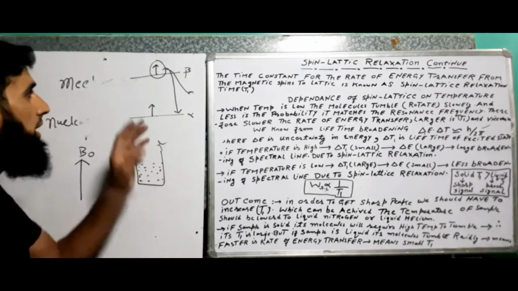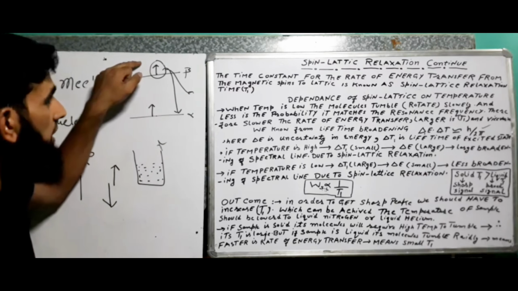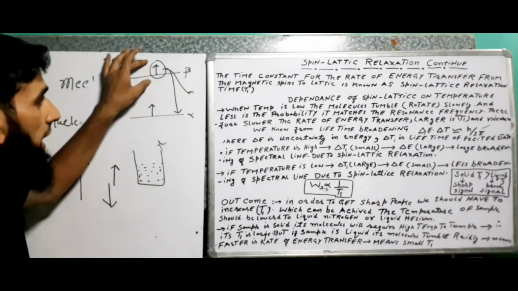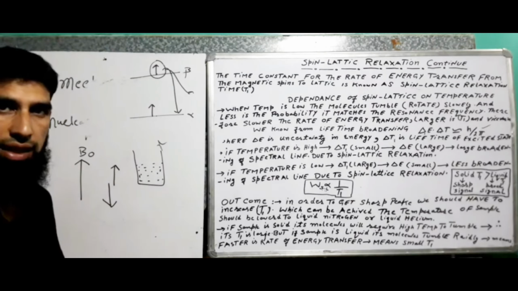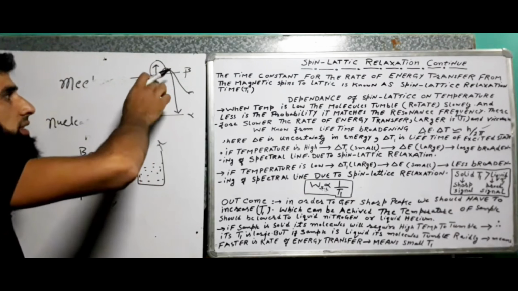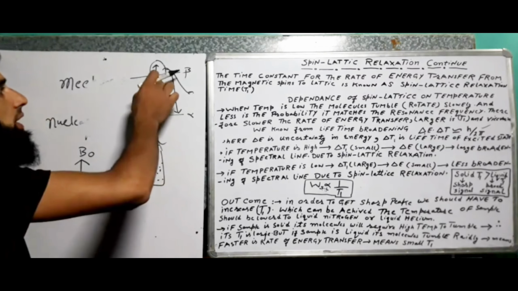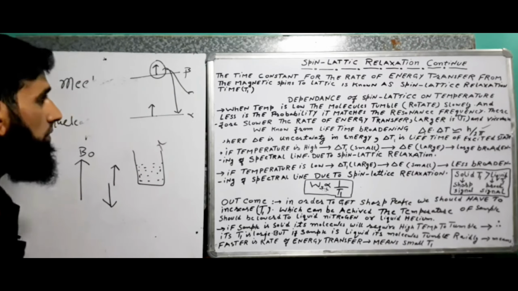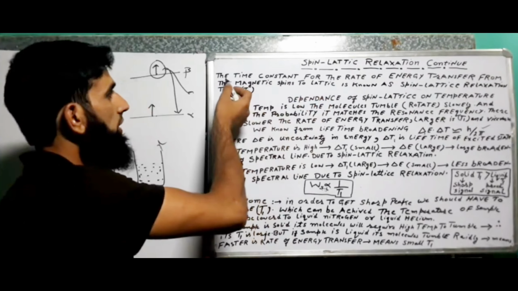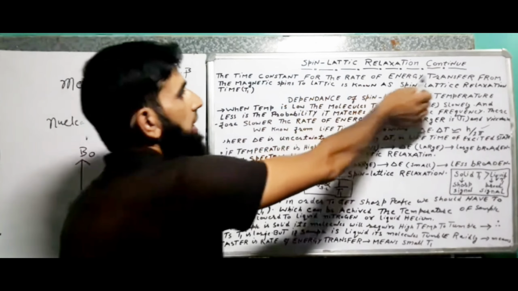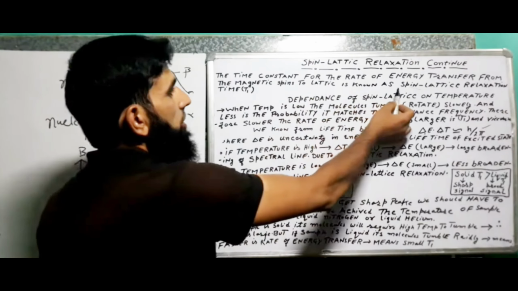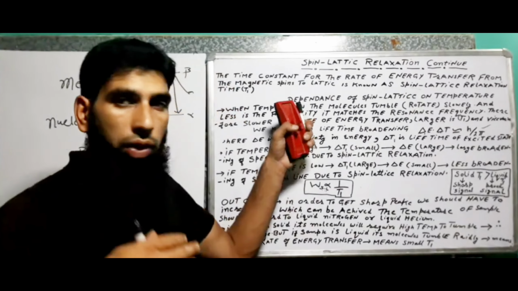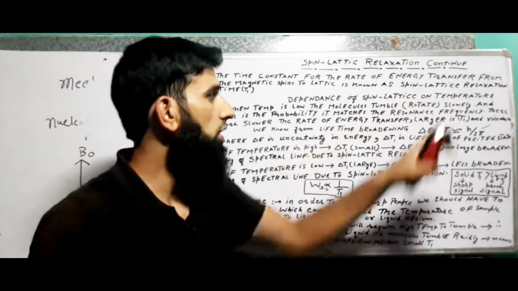So, in a nutshell, remember: if the spin state spends a large time in the excited state, it has a larger spin lattice relaxation time. If it spends less time in the excited state, its spin lattice relaxation time is less. So when its spin lattice relaxation time is less, it is self-understood that it will impart its energy to the lattice faster. I have written this line: the time constant for the rate of energy transfer from the magnetic spin to the lattice is known as spin lattice relaxation time. Now I will tell you the dependence of spin lattice relaxation on the temperature.